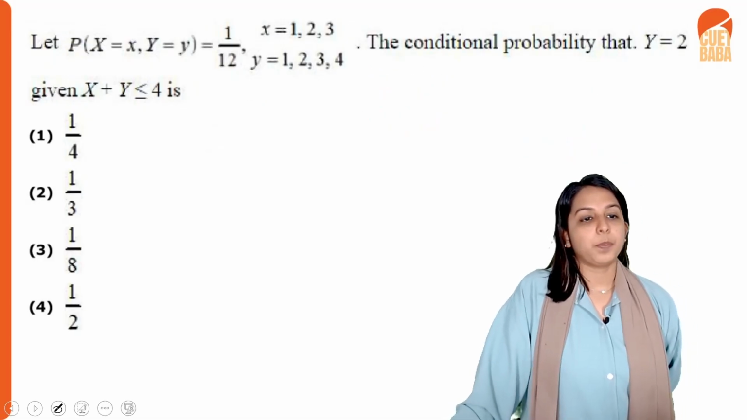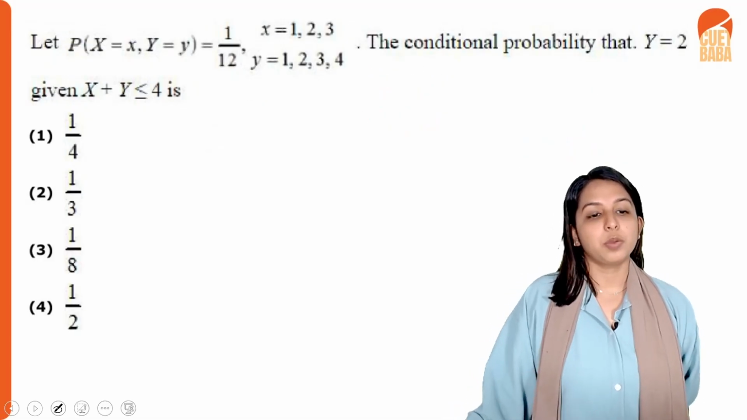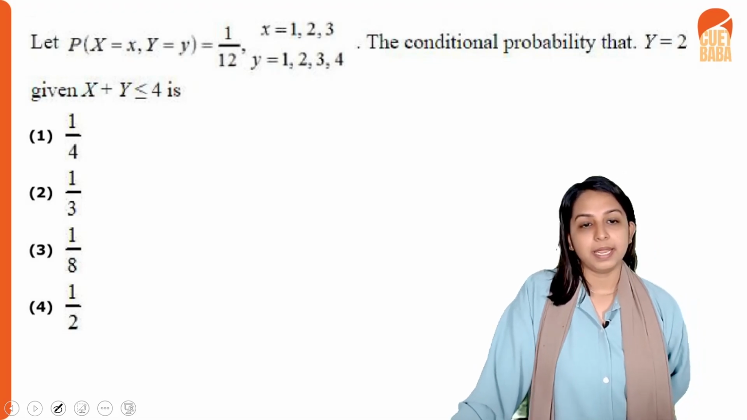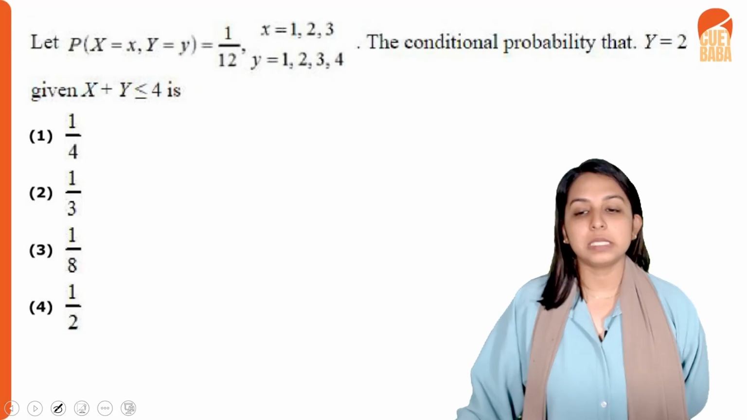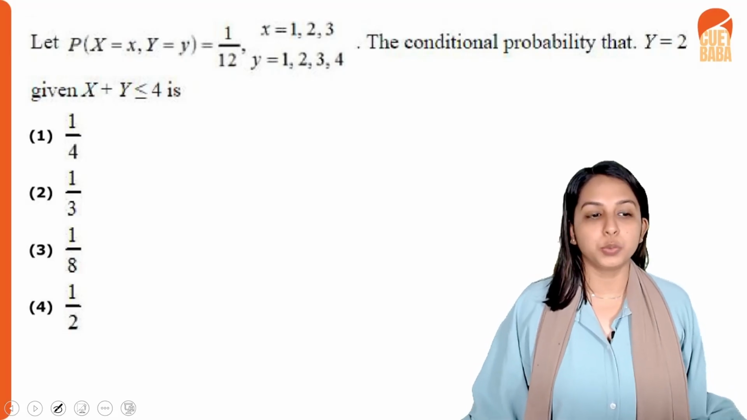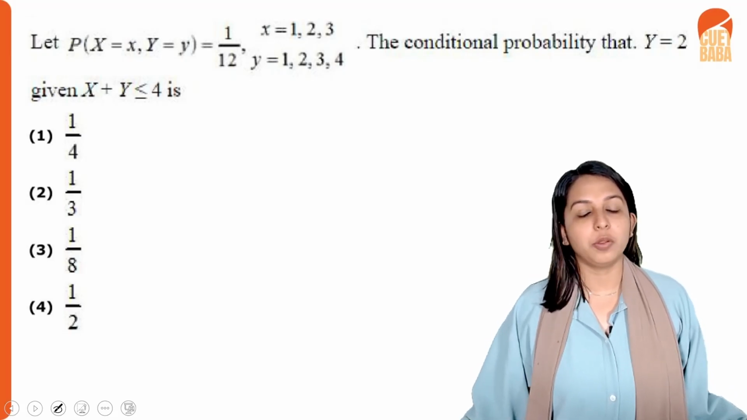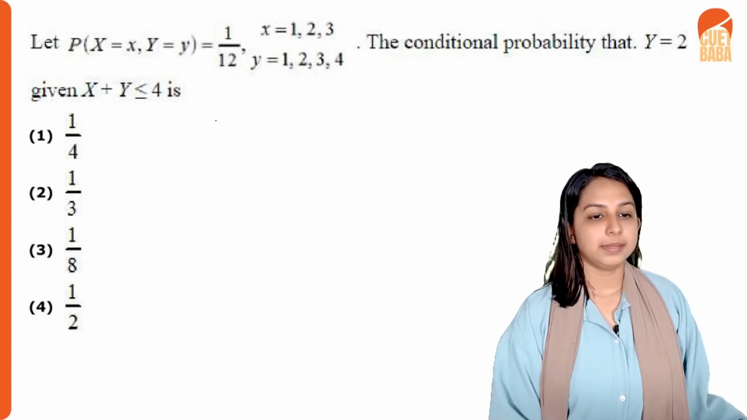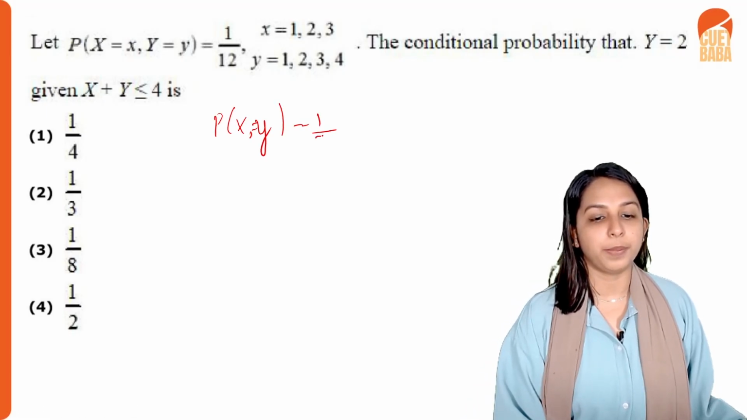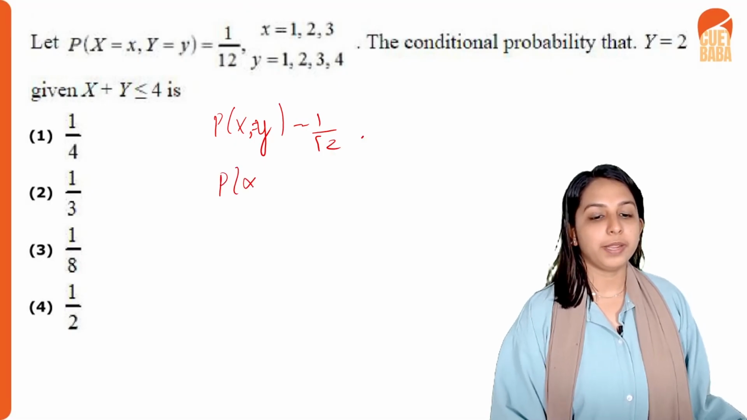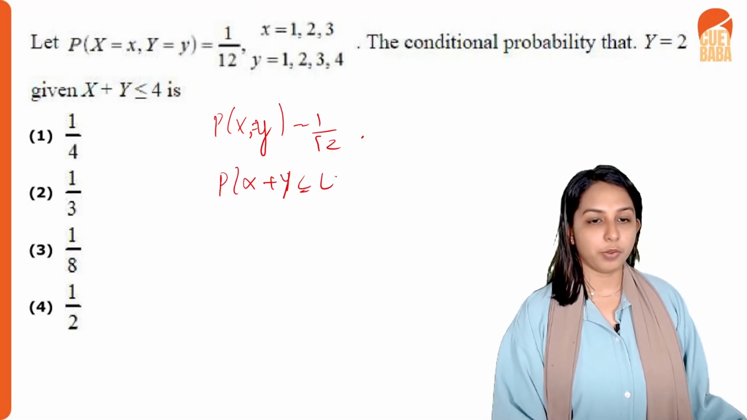Next question: let probability of X equal to x, Y equal to y be equal to 1 by 12, where x equals 1, 2, 3 and y equals 1, 2, 3, 4. The conditional probability that Y is equal to 2 given that x plus y is less than or equal to 4 is, that is, the conditional probability is given as probability of x comma y equal to 1 by 12, and we have to find x plus y less than or equal to 4.